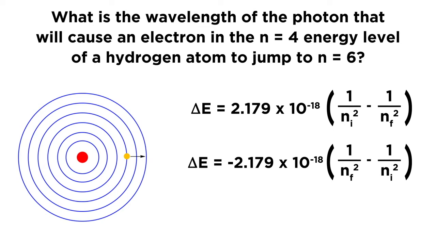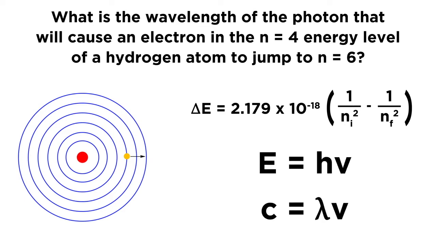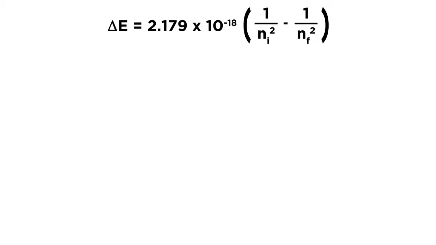Written here is the Bohr equation, and you can use it in either positive or negative form, depending on the transition of the electron. Now, since the question is asking for the photon required to cause an electron to jump from 4 to 6, that means the energy is positive.